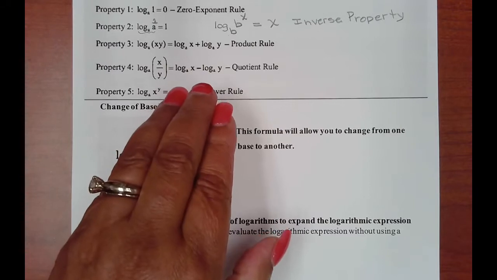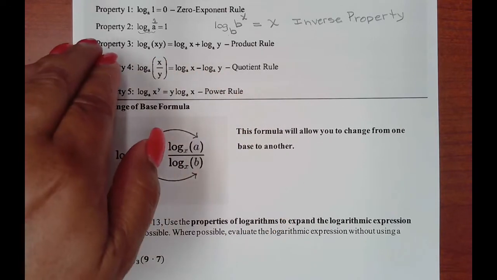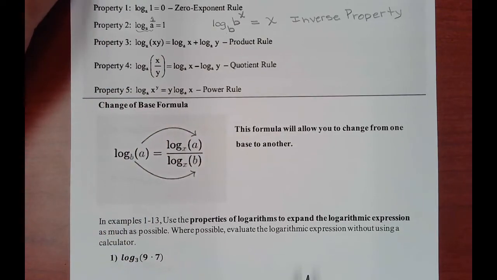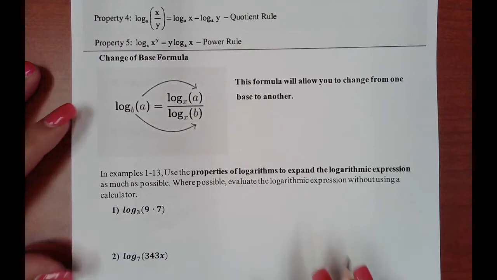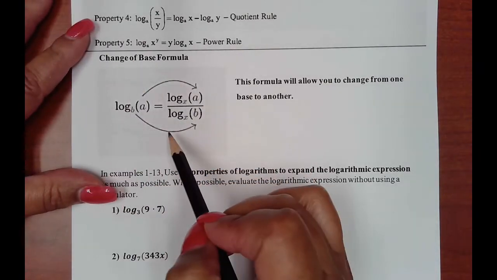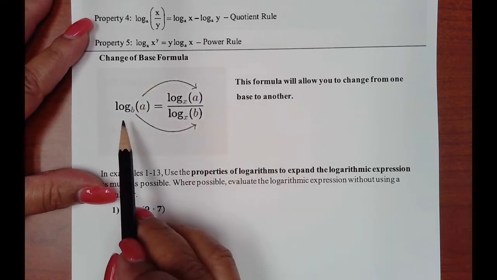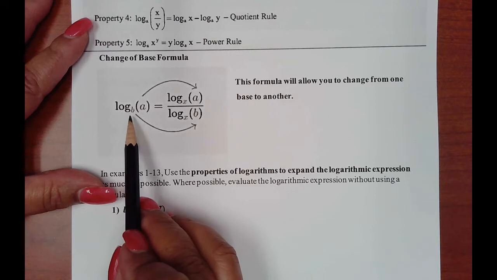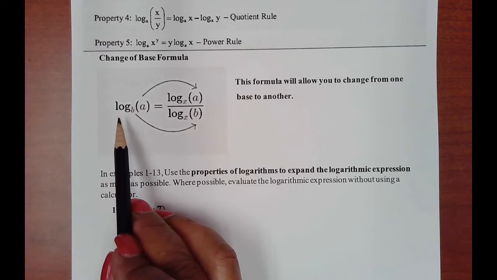You will be presented with expanded versions, and you're going to bring it back to a single log in order to get yourself ready to solve the equation. Okay, we also have a formula that was introduced in a previous section called the change of base formula, and this allows you to go from whatever base they're starting you with, you see that the base is b here, into any base of your choosing.